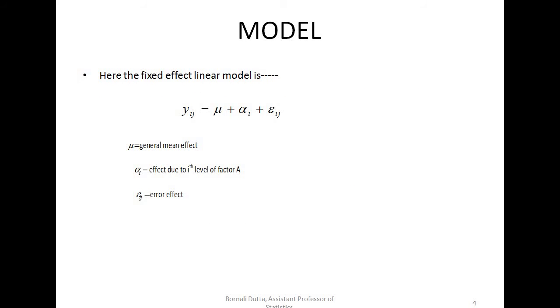Here we have used the fixed effect linear model, and the model is written as Yij is equal to mu plus alpha i plus epsilon ij. Here mu represents the general mean effect, alpha i represents the effect due to the ith level of factor A, and epsilon ij is the error effect.